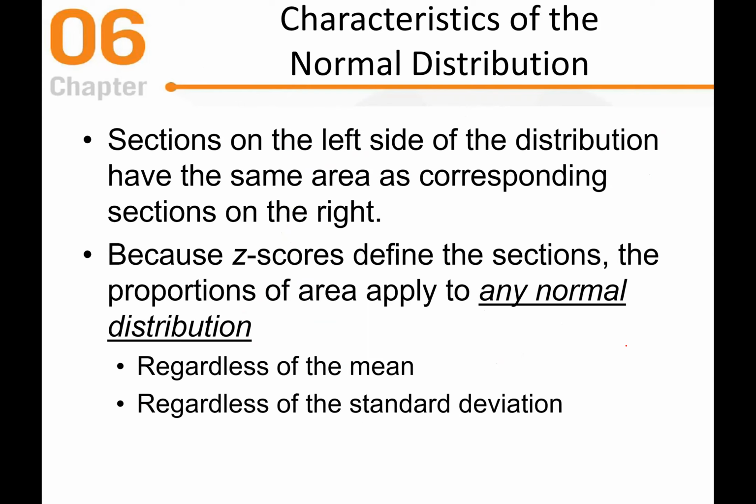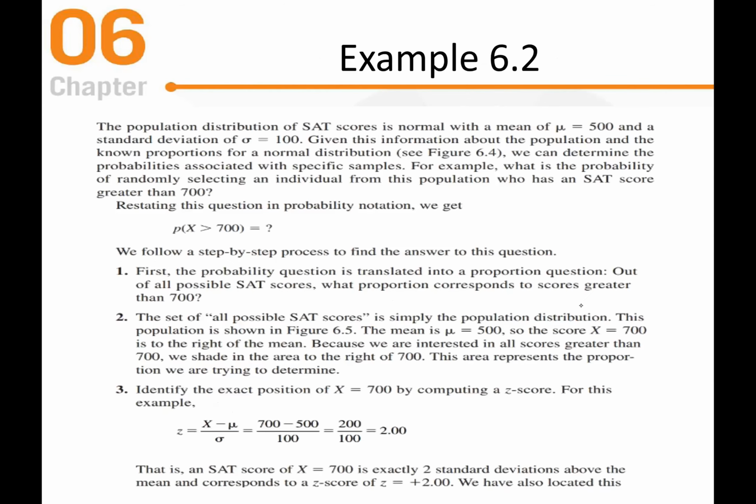So what are the characteristics of the normal distribution? Like I said earlier, sections on the left side of the distribution have the same area as corresponding sections on the right side. And because z-scores define the sections, the proportions of area apply to any normal distribution. That's important. If it's not a normal distribution, then what we just went over does not apply. This is regardless of the mean, and regardless of the standard deviation.